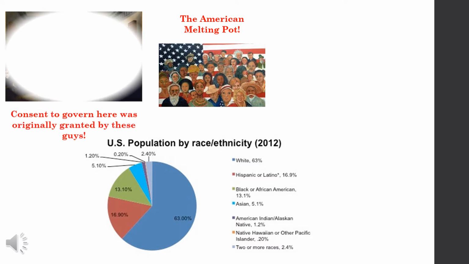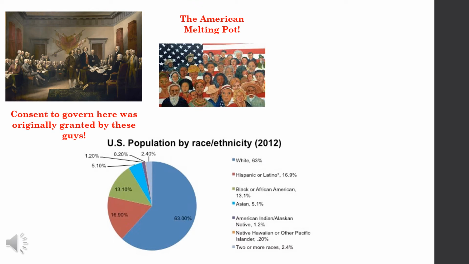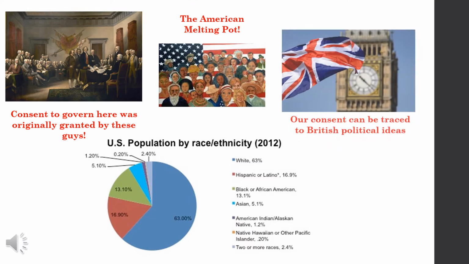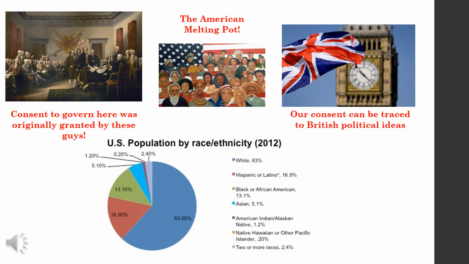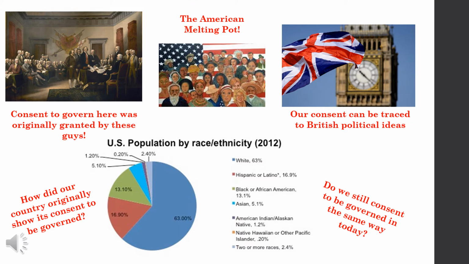But here's the thing. Consent to govern here was originally granted by these guys. And the guys in that picture look nothing like what the United States looks like in that pie chart. More importantly, our consent can be traced to British political ideas from almost 250 years ago. So we have to ask ourselves, how did our country originally show its consent to be governed? And more importantly, do we still consent to be governed in the same way today? We're going to answer those questions, and with that said, go to the next slide.